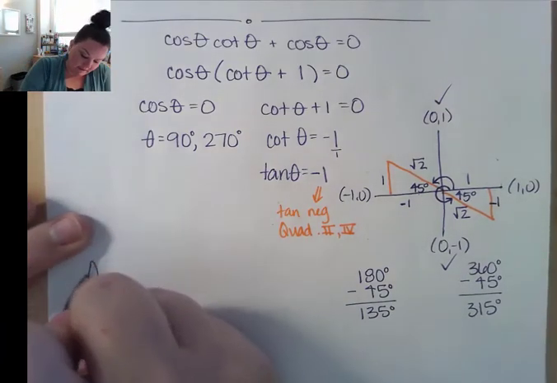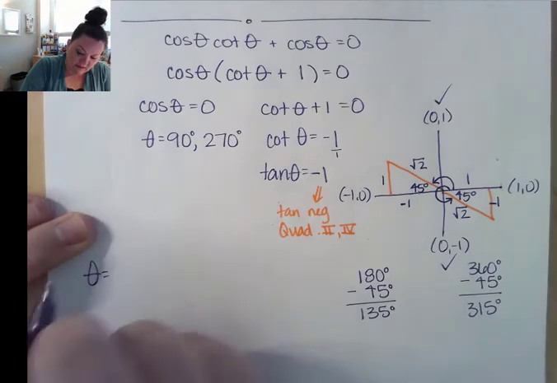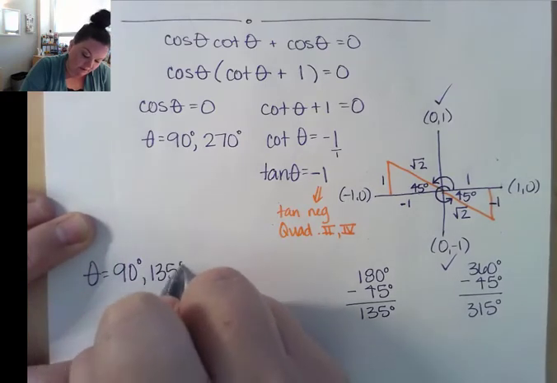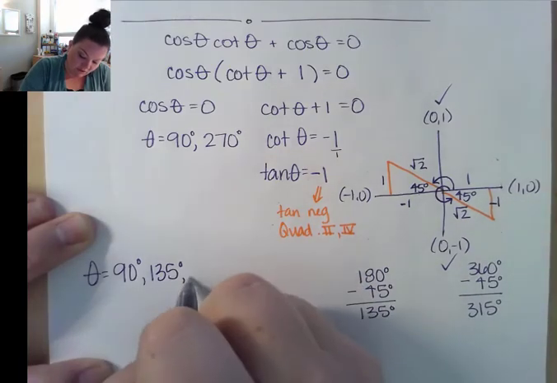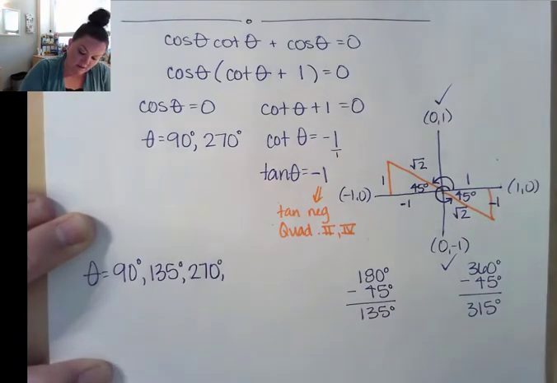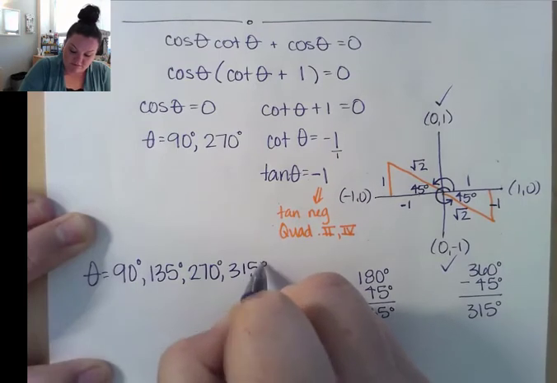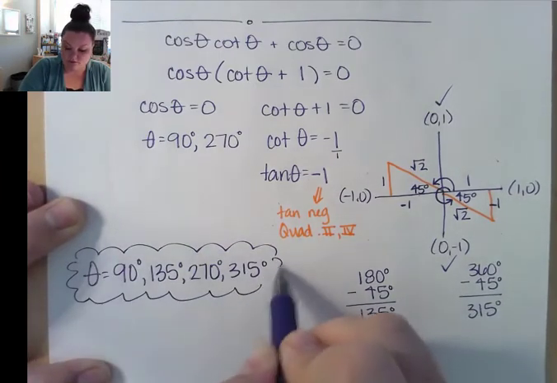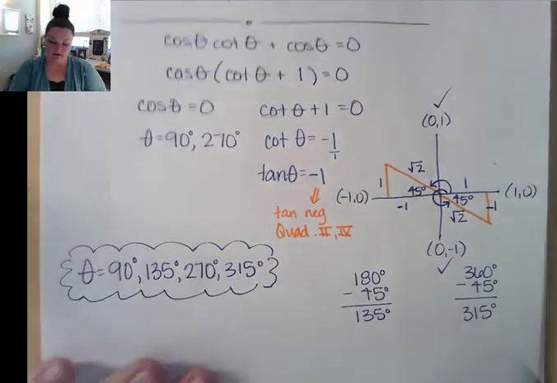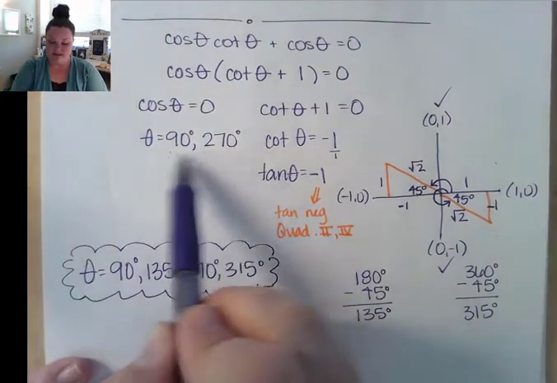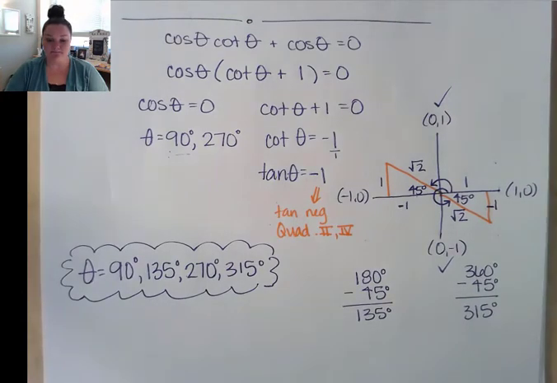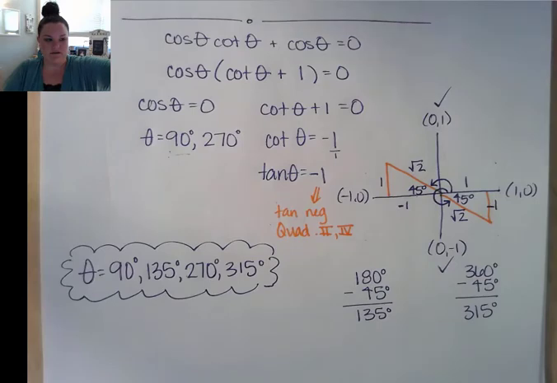Okay, so all together, we're saying theta could be 90 degrees, it could be 135 degrees, it could be 270 degrees, or it could be 315 degrees. Okay, and I just wrote them in order from smallest to largest. But basically it could be these answers, or it could be these answers we just came up with. Okay. All right, so just a little bit different strategy.